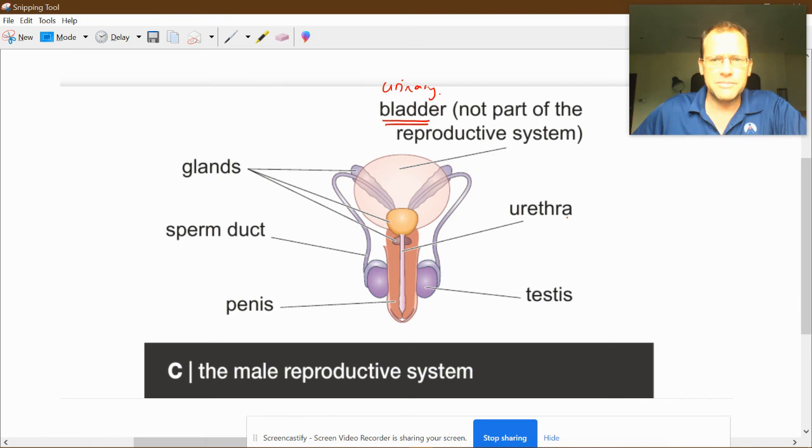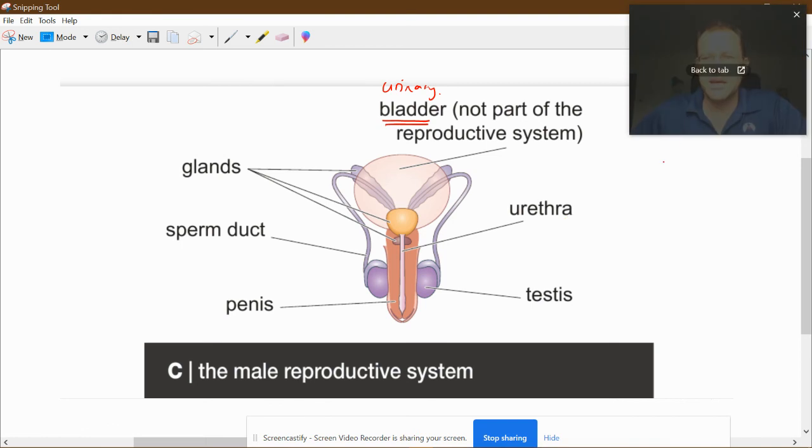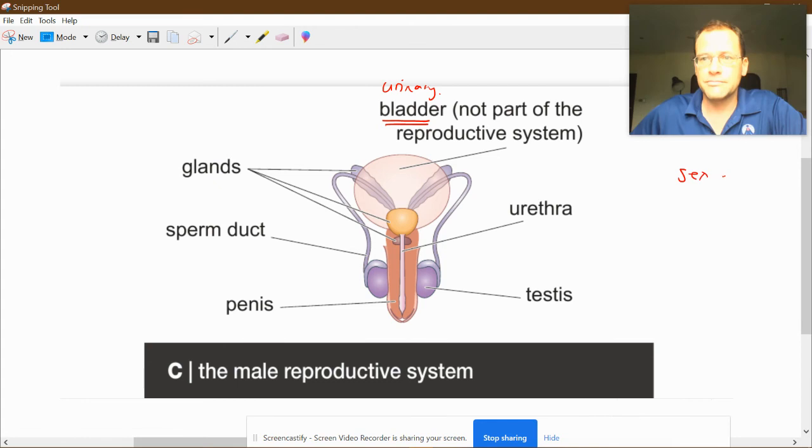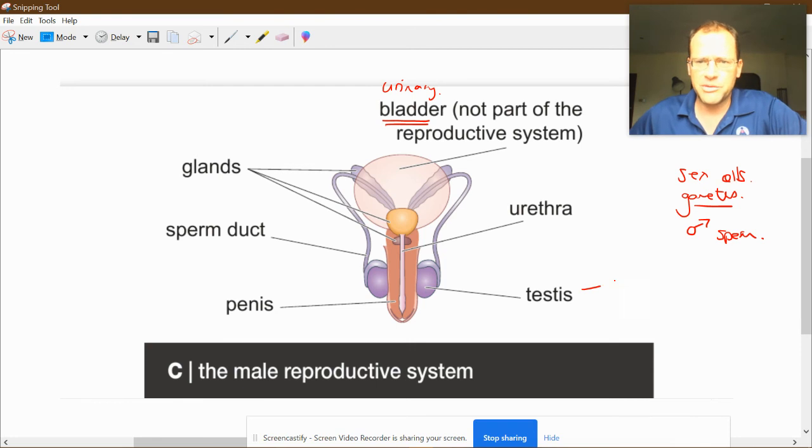Now, the reproductive system is involved with creating sex cells or gametes. So let's start at the beginning. The male sex cell is called the sperm. Now, the sperm are produced in the testes. So the testes function is to produce sperm or gametes.